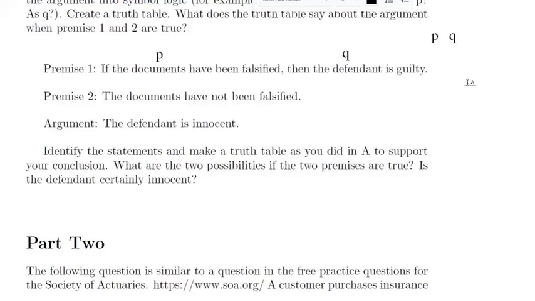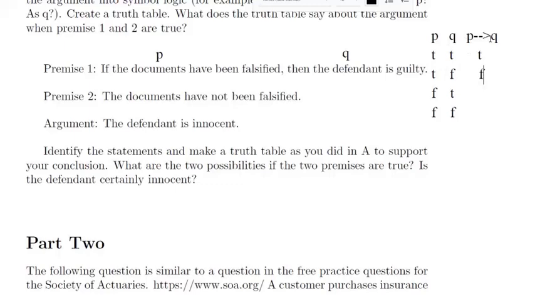P, Q. So this is true, true, false, false. True, and then we want to alternate. False, true, false. And then we got, let's see, premise 1: if the documents have been falsified, then the defendant is guilty. So documents have been falsified, that's event P. Then the defendant is guilty, that would be Q, the way I've defined it, because Q stands for the defendant being guilty.